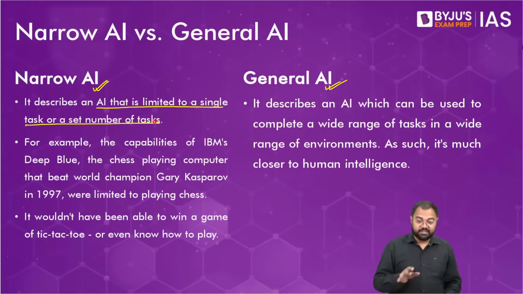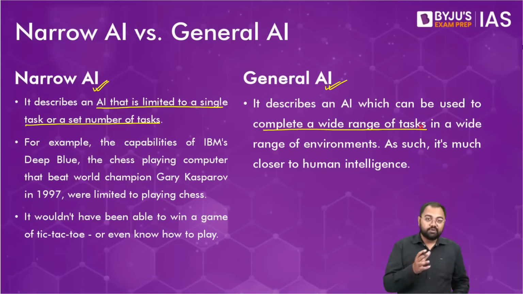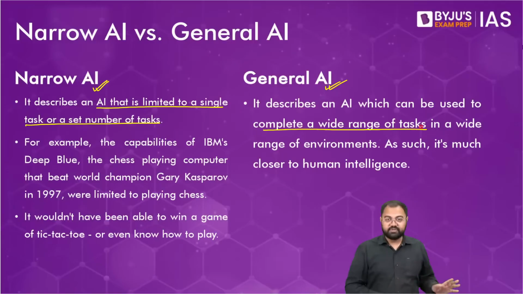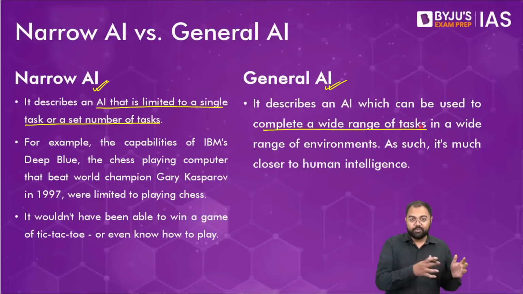On the other hand, general artificial intelligence will be able to complete a wide range of tasks. It will be able to do a lot more different things as compared to what narrow artificial intelligence does. Now again, here we see that today, in most of the cases, we are still running on narrow artificial intelligence, because whatever we have programmed is limited to a small number of tasks.